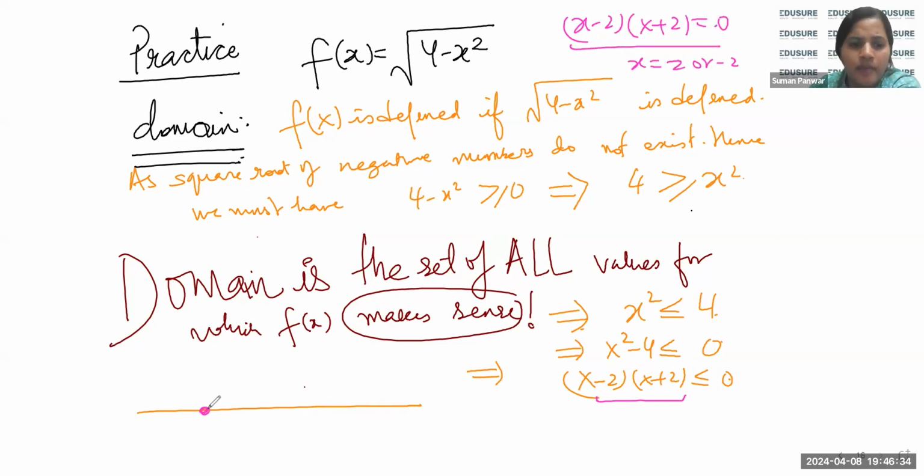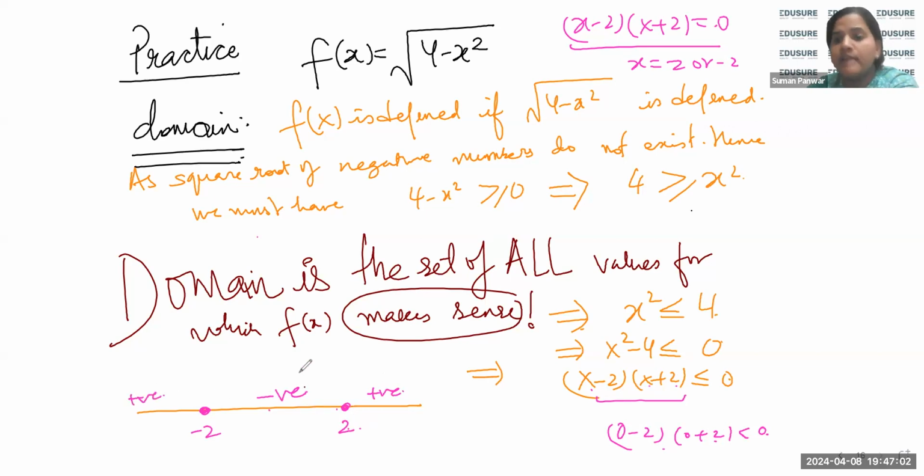So we will mark minus 2 here. We will mark 2 here. Okay. Then we choose any number between minus 2 and 2. Suppose I choose 0. 0 minus 2, 0 plus 2. So (0 minus 2)(0 plus 2) is negative. Minus 2 into 2 is minus 4. So therefore, minus 2 और 2 के बीच में negative sign आएगा. Here I will have positive. Here I will have positive.